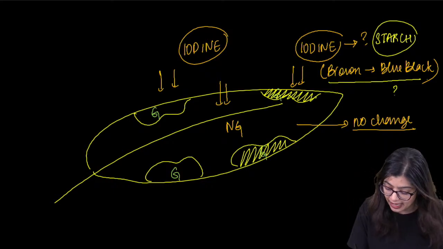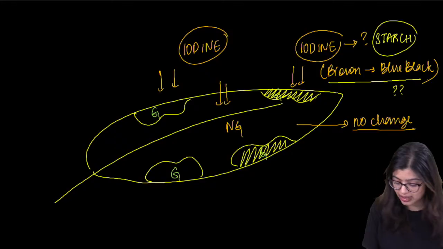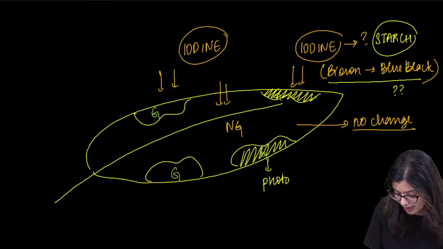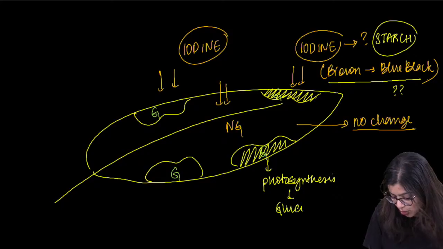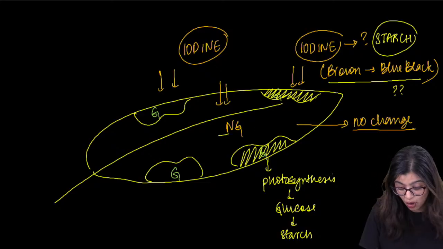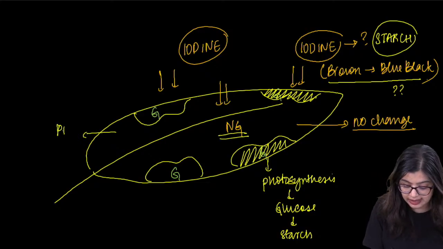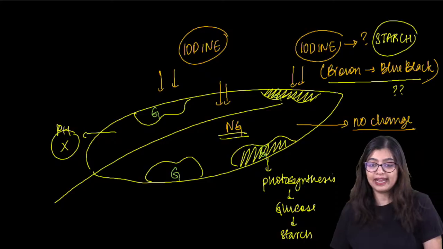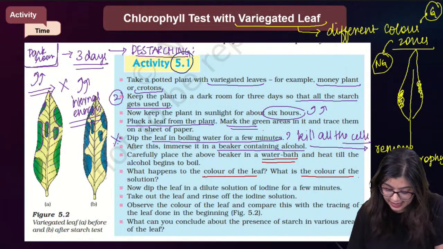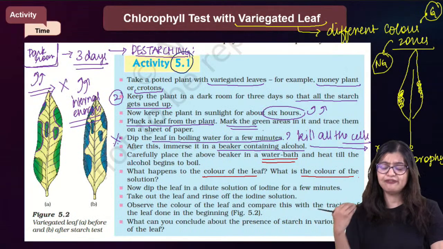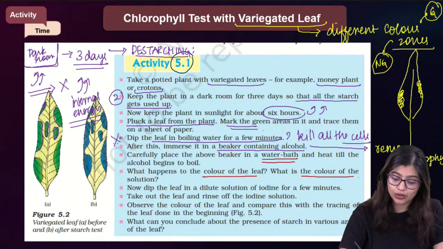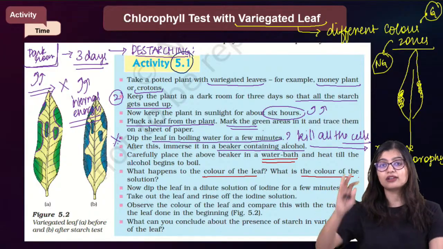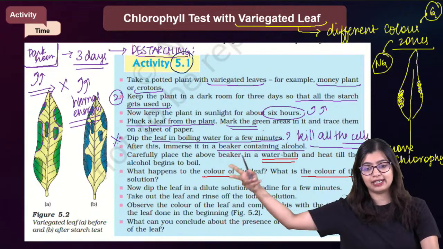Why is this happening? It's because in the green regions, photosynthesis has happened. They produced glucose, and excess glucose was stored as starch. While in the non-green regions, photosynthesis did not take place, which is why in different parts we observe different colors. Thereby we can conclude here that chlorophyll is essential.